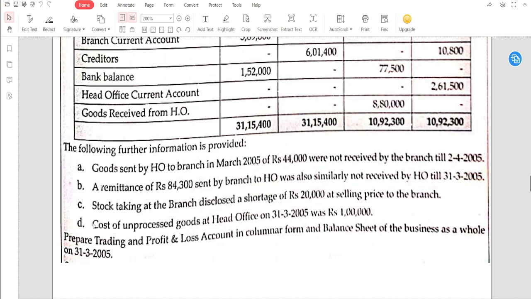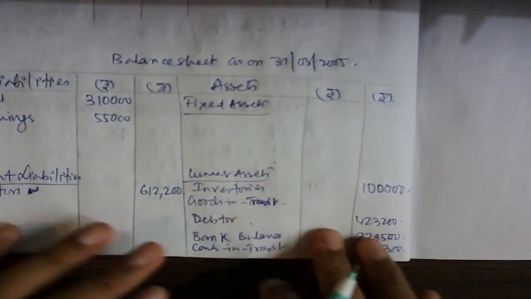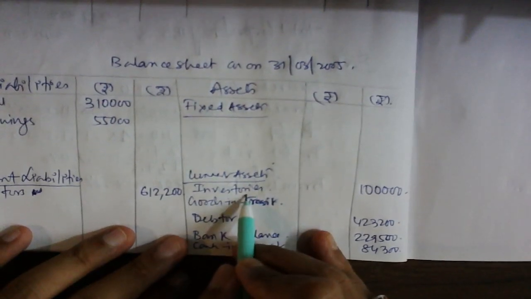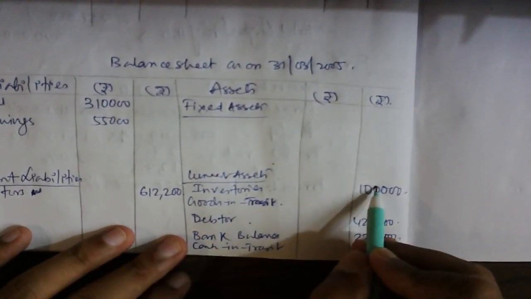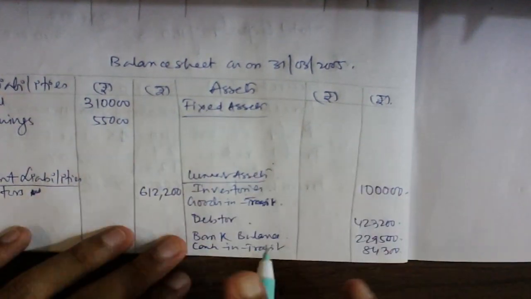And there is a cost of unprocessed goods at HO. अच्छा, देखिए guys, HO में कितना unprocessed goods है? 1 lakh rupees. It means this 1 lakh rupees is nothing but the closing stock in the hands of HO. So you can plot 1 lakh rupees as an inventory in the HO books. Perfect. Okay, चलिए एक बार दिखाते हैं आपको. देखिए सबसे पहले what we are going to do in current assets: inventory, the unprocessed goods is 1 lakh. Then goods in transit I'm going to plot, make it an inner column.